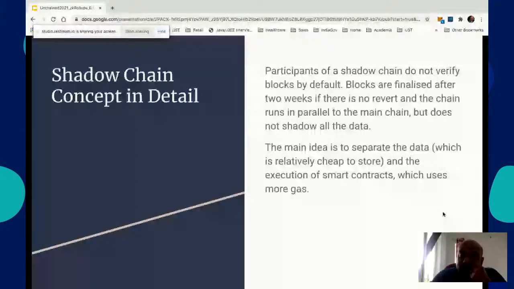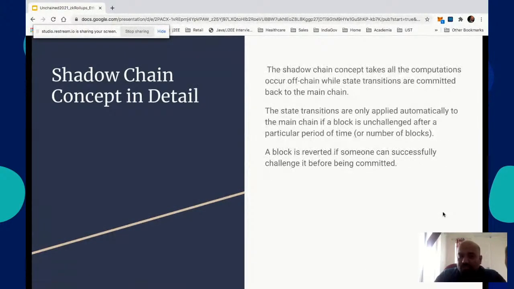But it does not shadow all the data. The main idea is to separate the data which is cheap to store from the execution of smart contracts which use more gas. So there are two things. You take the cheaper data and the complex smart contracts into the shadow chain. That was the idea for the shadow chain.